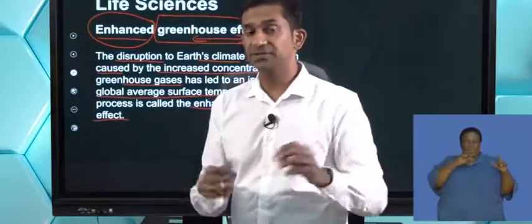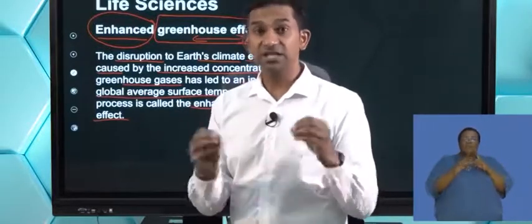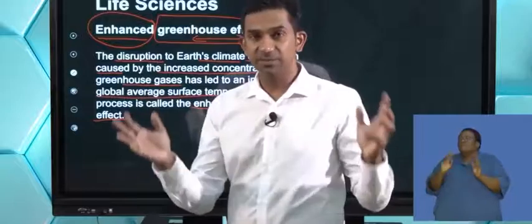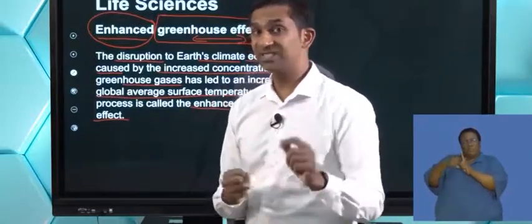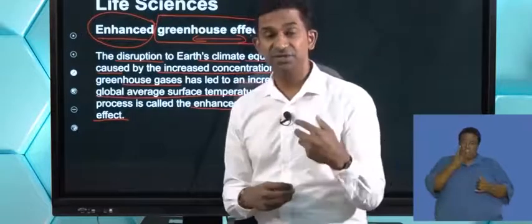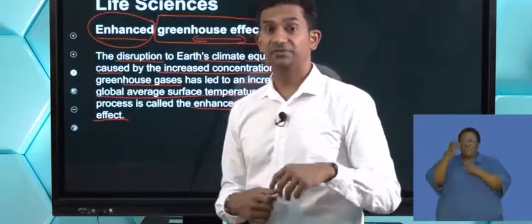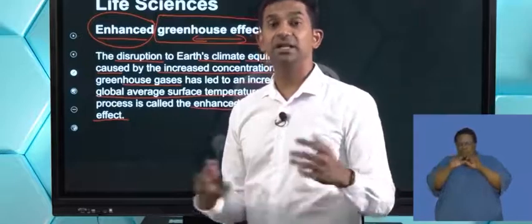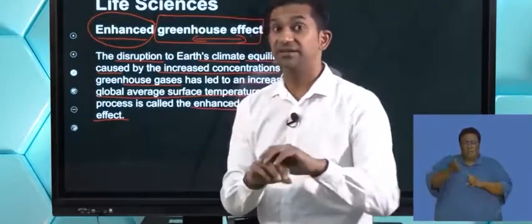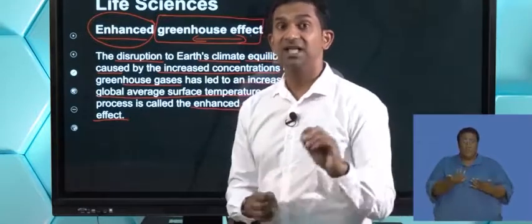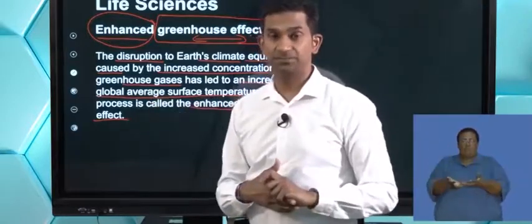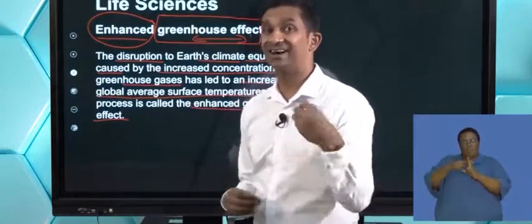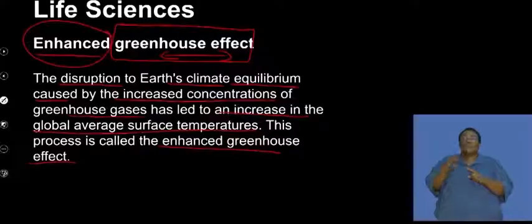So we talked about the greenhouse effect being a natural phenomenon, and this is important in maintaining the global average temperature on Earth. However, we're seeing now, because of the emissions of greenhouse gases, that have created a significantly larger proportion of these than are naturally found, this effect has increased the global average temperature. So we refer to this as the enhanced greenhouse effect.